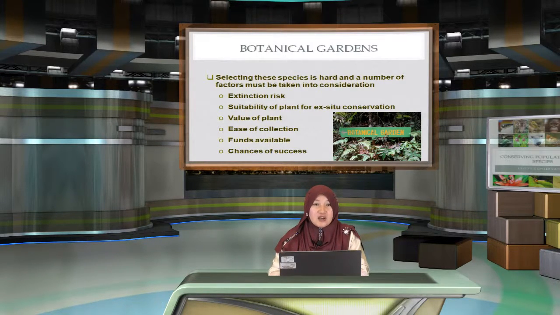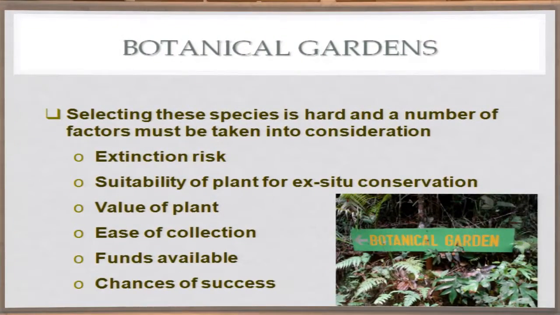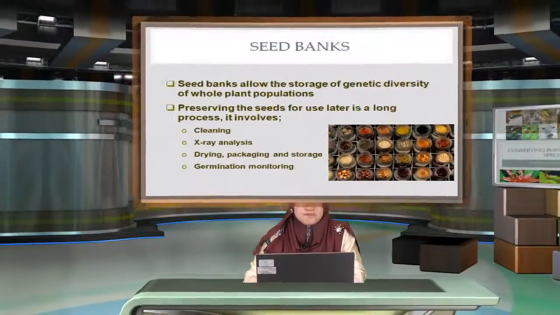So there are considerations on which species they need to collect. This is the list, the benchmark, of how they can select each individual species: species at risk of extinction, suitability of plants for ex situ conservation, value of the plant, ease of collection, funds available, and chances of success.